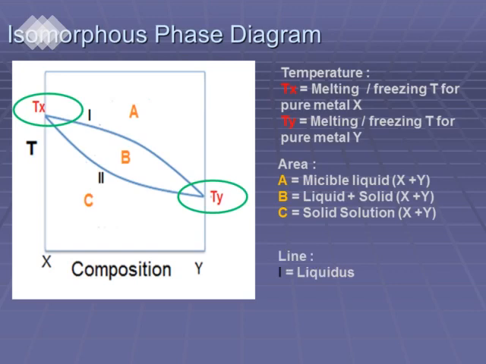Line 1 is the liquidus line where the solid phase of the solid solution starts to form. Note that above this liquidus line, the alloy is 100% liquid. Whereas line 2 is the solidus line, where the final liquid phase is present in the solid solution system. Below this solidus line, the alloy is 100% solid.